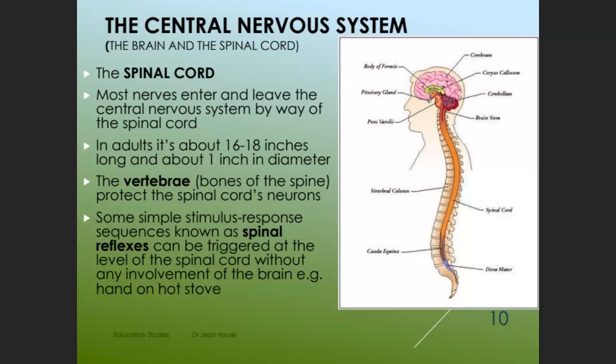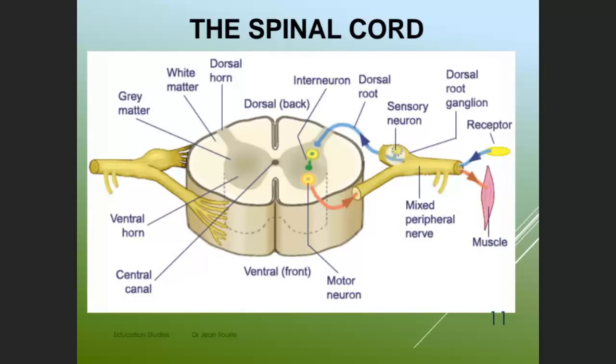And a stimulus response is built into the spinal cord, known as the spinal reflex. And the spinal reflex is a response that can trigger an involuntary movement of the muscles. For instance, if you put your hand on a hot stove, a reaction will be triggered where your hand will be moved away very quickly without you having to think about it. So it is a within-the-spine triggered reaction.